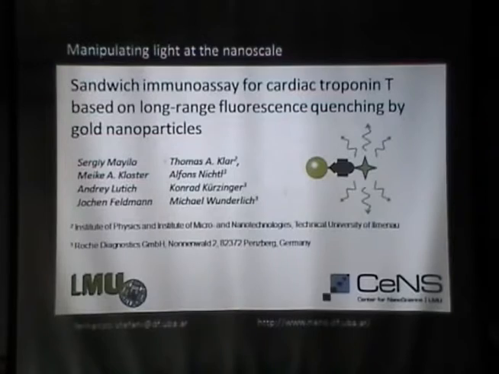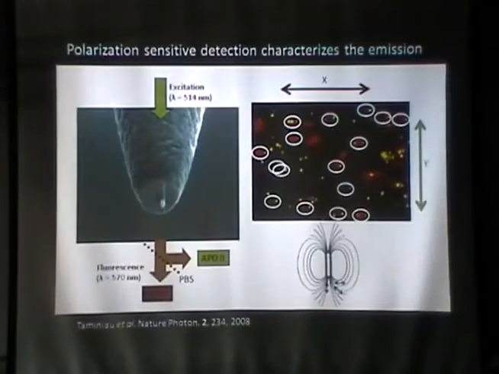Any questions about the antenna experiments? Because now we move to a different area. All right.